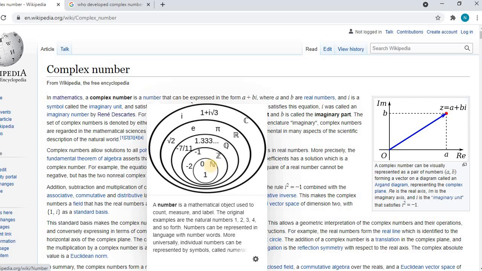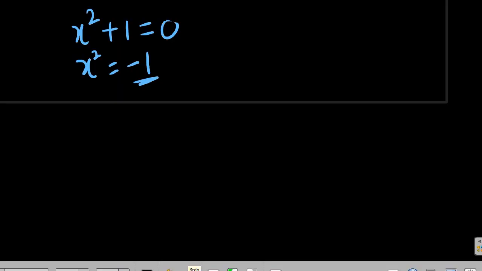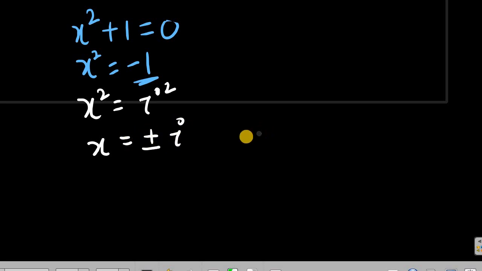That means natural numbers are inside integers, integers are inside rational numbers, rational numbers are inside real numbers, and real numbers are inside complex numbers. In this way, the number system goes. So if you try to search for the solution of this equation, then x square equals, instead of minus 1 we write i square, and then the value of x is equal to plus minus i. Here plus minus i is known as an imaginary number.